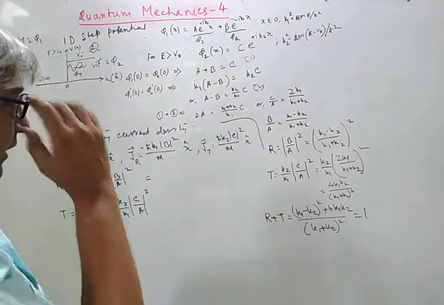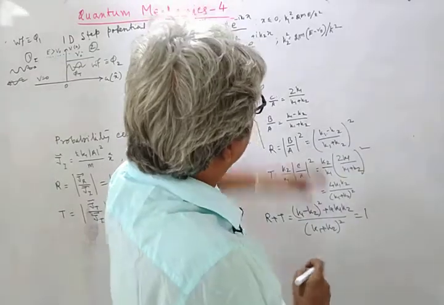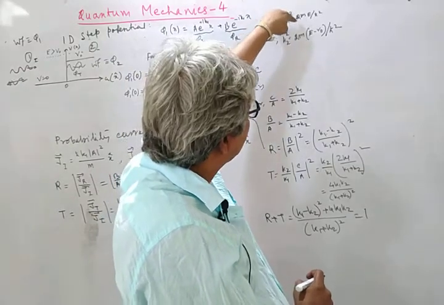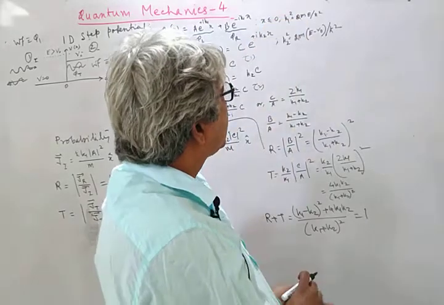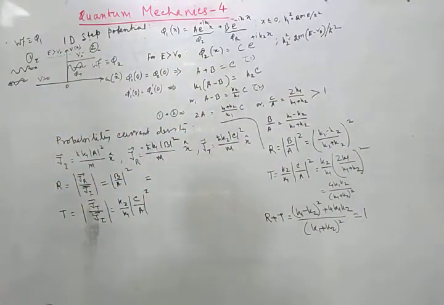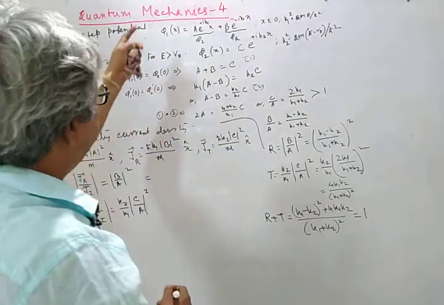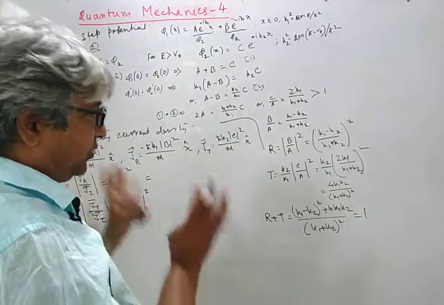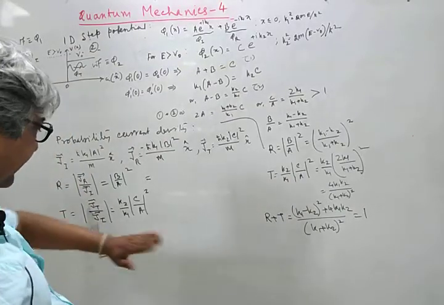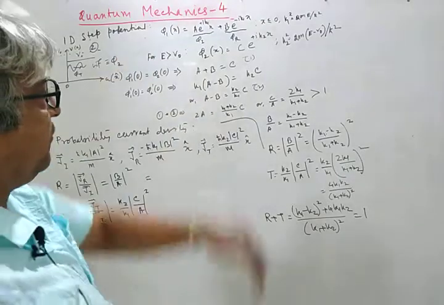Another thing is that, note the definition of k. If we consider k1 and k2 to be positive, then the magnitude of k1 is greater than that of k2. In that sense, this is greater than 1. It may appear to be astonishing that the amplitude of the transmitted wave is greater than that of the incident wave. Here we should think in terms of probability current density. It is found that the probability current density of the transmitted wave is less than that of the incident wave. So this is one way of explaining things.